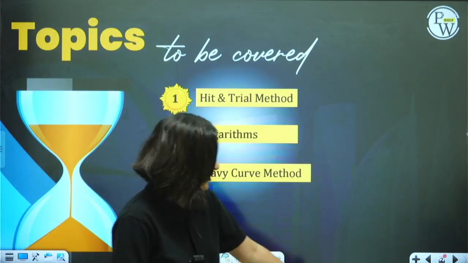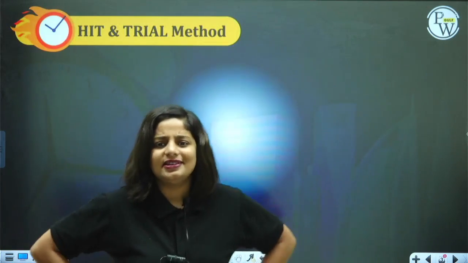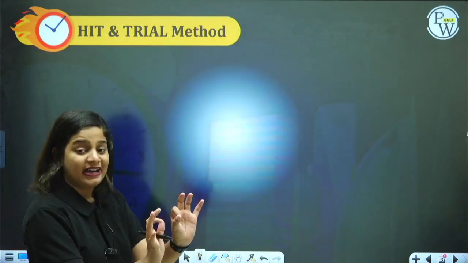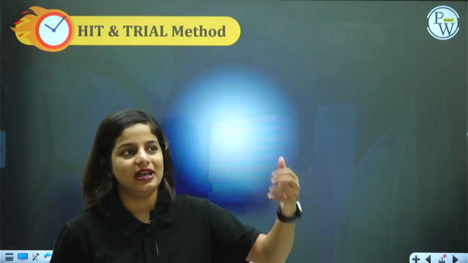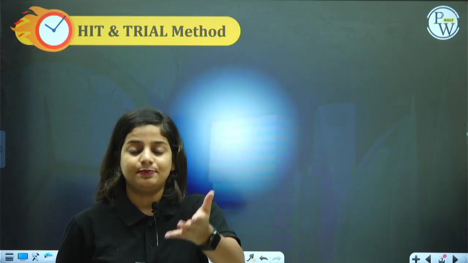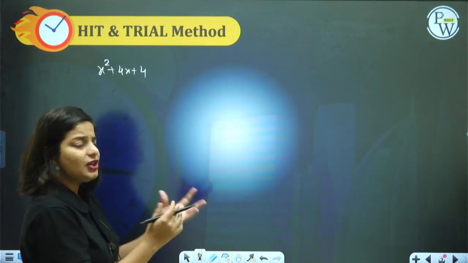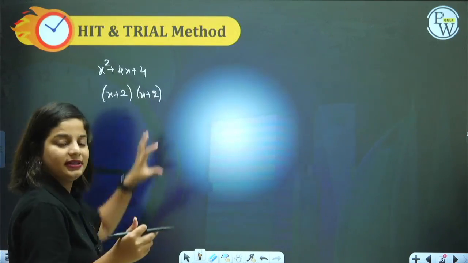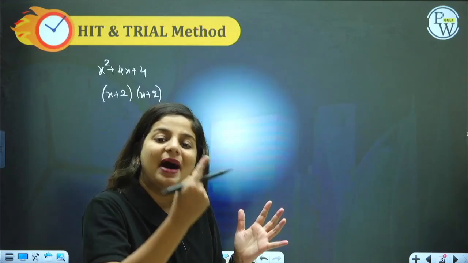Are you guys ready for it? The very first thing, very interesting, hit and trial method. What is this hit and trial method? Why are we using hit and trial method? We all know how to factorize a quadratic equation, like let's say x square plus 4x plus 4. We all know how to factorize it. You can write it into two parts like this. Easy, ma'am, we know it. This is called factorization. But what if I give you a cubic equation or a biquadratic equation?